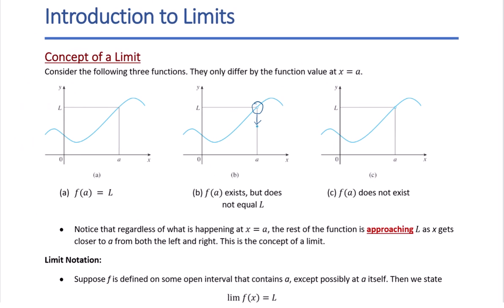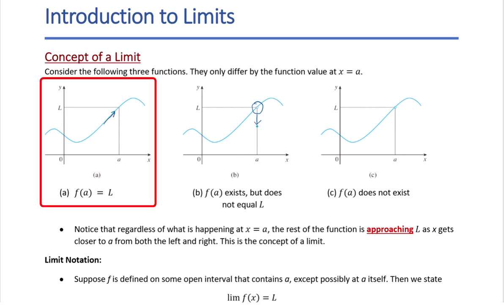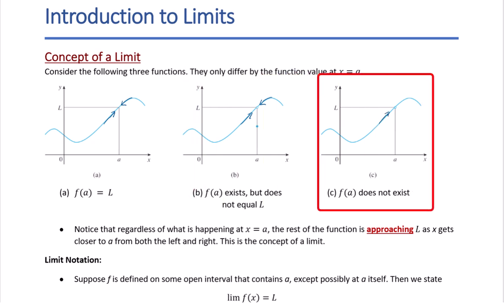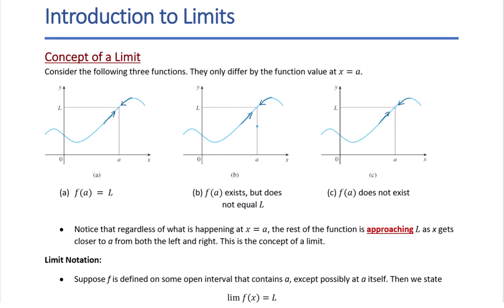But one thing I want you to notice is that regardless of what is happening at x equals a, the rest of the function is approaching L as x is getting closer and closer to a from both the left and the right. In the first graph, from the left and the right of a, it's still approaching the y value of L. The second graph, it is still approaching L from both sides. And again, in the third graph, it is still approaching L. This is the concept of a limit.